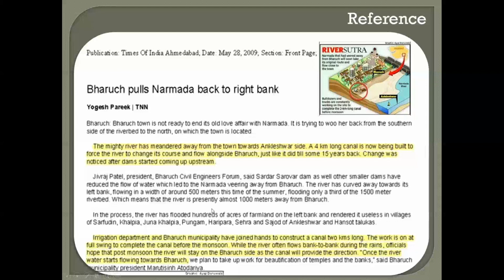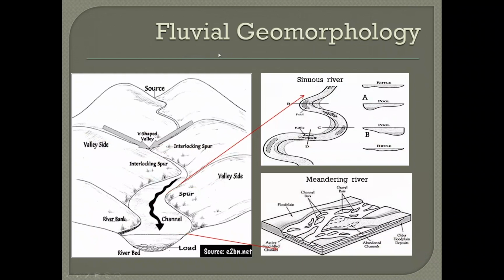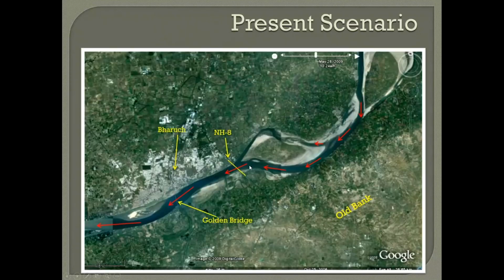I was doing my PhD on this area during that time, and I read this news, and I just opened the maps and all. I did a small analysis, so this presentation goes something like this. This is the general geological character of a river. Now if I see the Bharuch, this is the Bharuch city, and on the opposite side is Ankleshwar, and this is where the river Narmada now flows. The red line on the screen is through which the river Narmada flows.